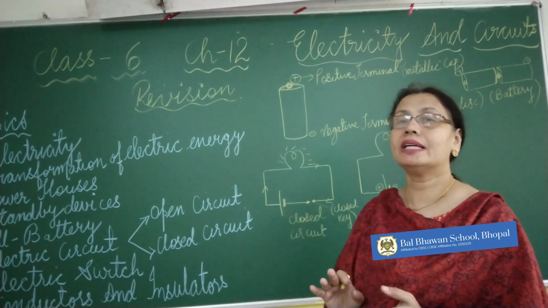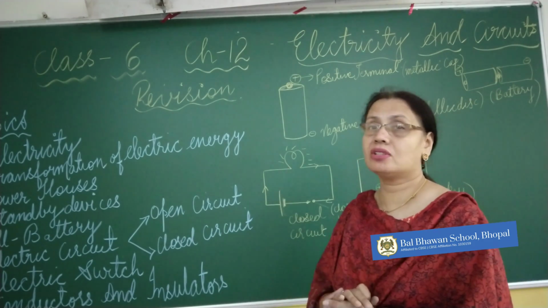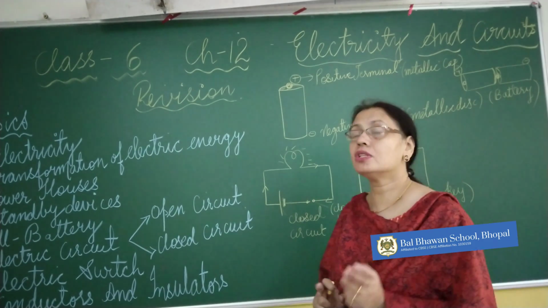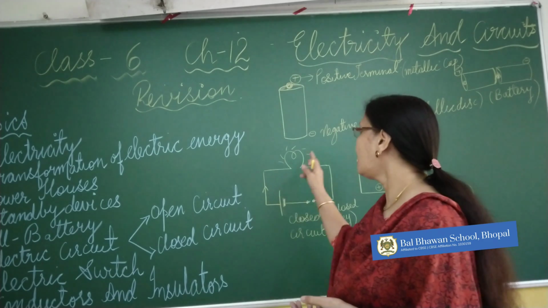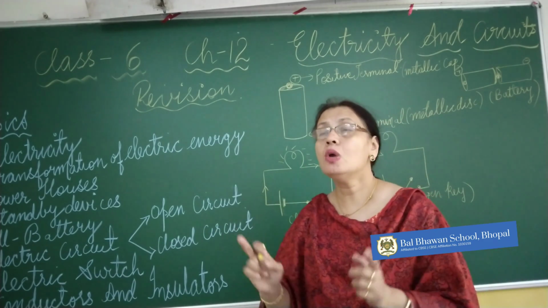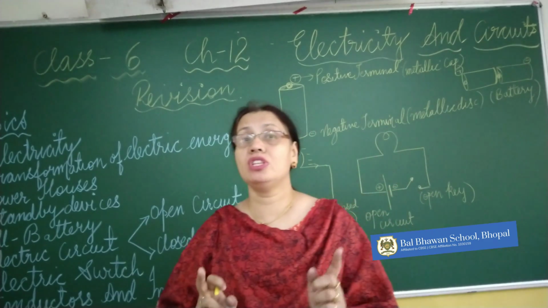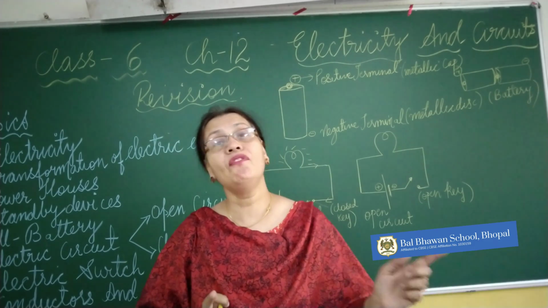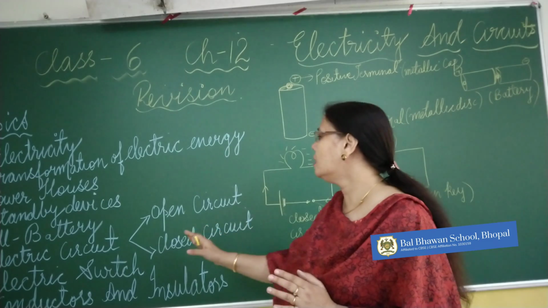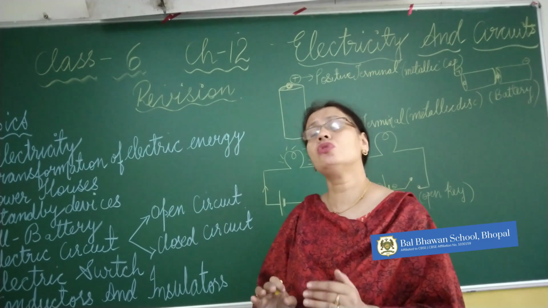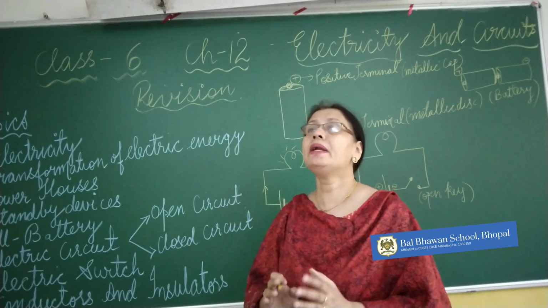Then we have two conducting wires through which the electric current flows. Then we have a switch which will control the flow of the current in the circuit. And then we have a gadget which is connected to the circuit which will work when the current flows through it.